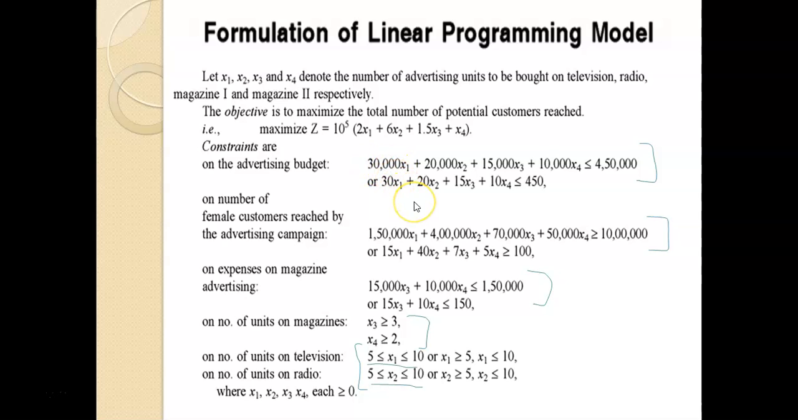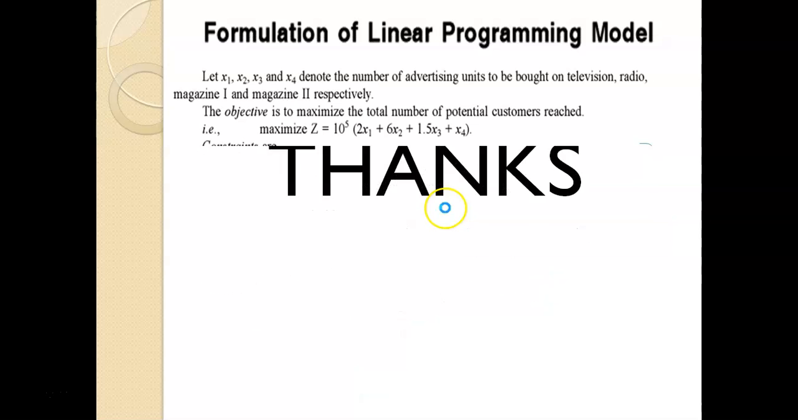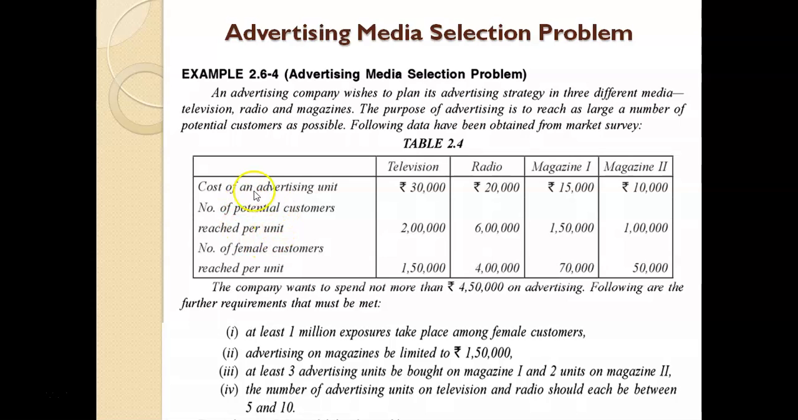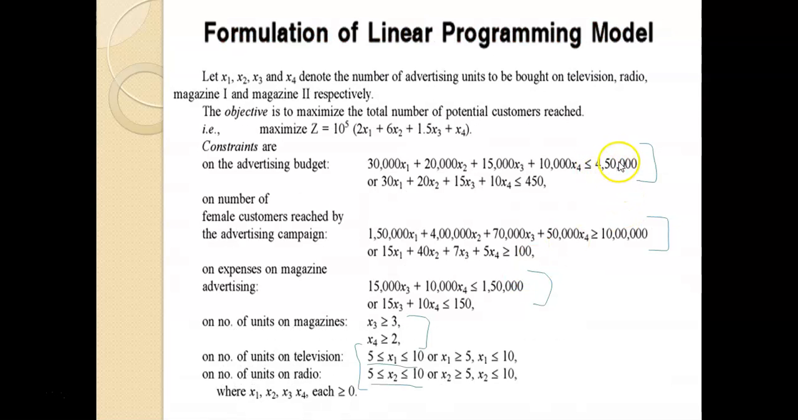Now the constraint on the advertising budget, the total budget. Here we can see the cost of each: 30,000 into x1 plus this into x2 plus this into x3 plus this into x4. It should not be more than 4,50,000, so it must be less than this. This is simplified from this and written like this.